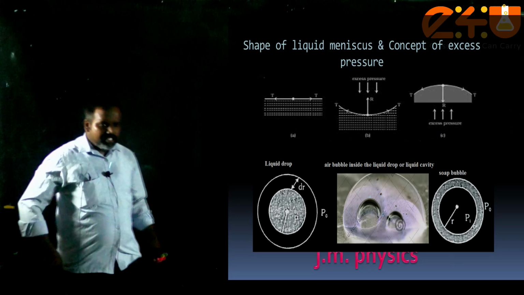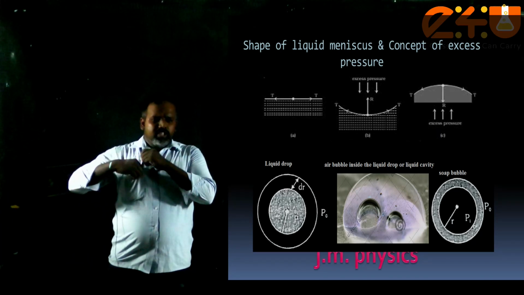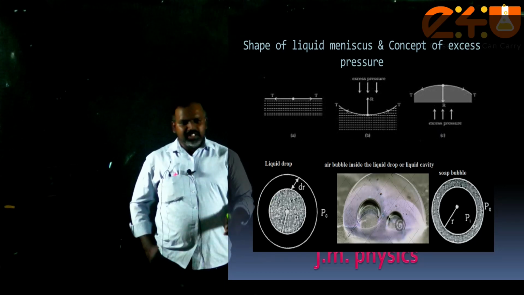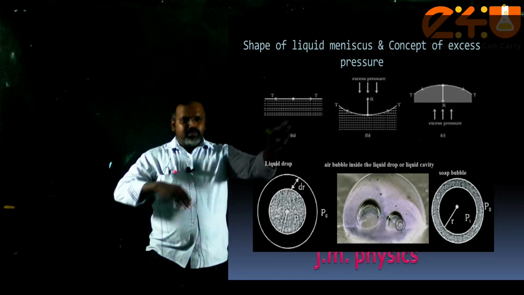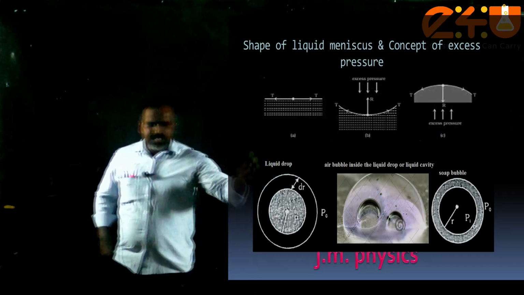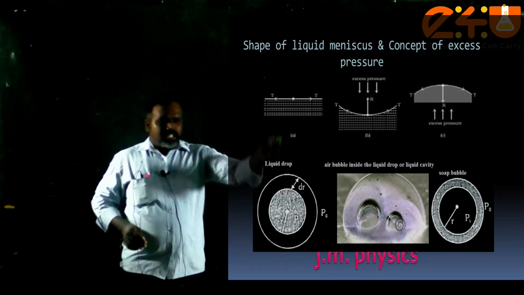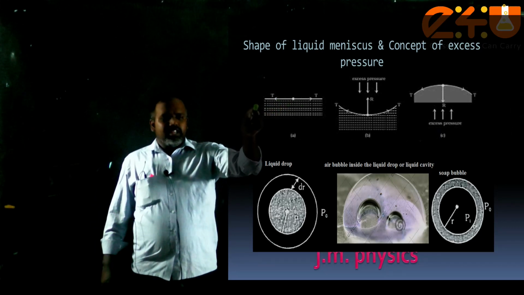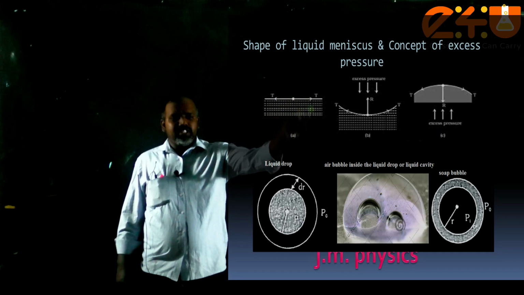See, another concept: the shape of the meniscus. Why do different liquids, in different vessels or situations, have different shapes? One is a plane surface, another is concave, and another is convex. In the first diagram, the surface tension acting on the free surface of the liquid gets cancelled out, and left and right the total force gets cancelled out.